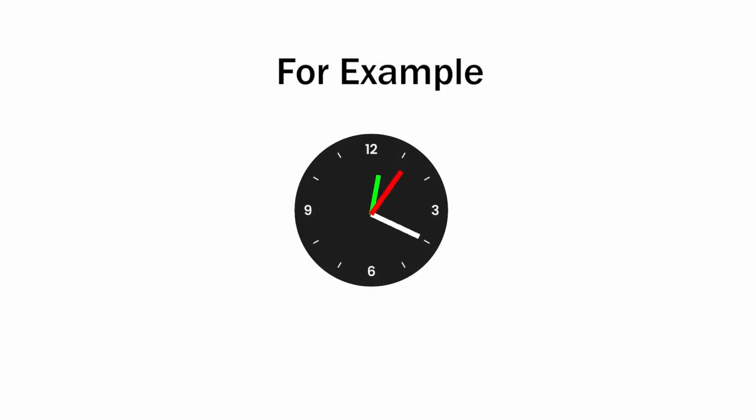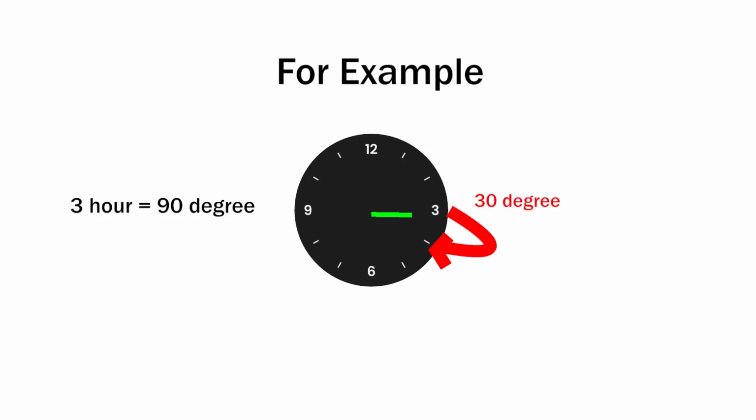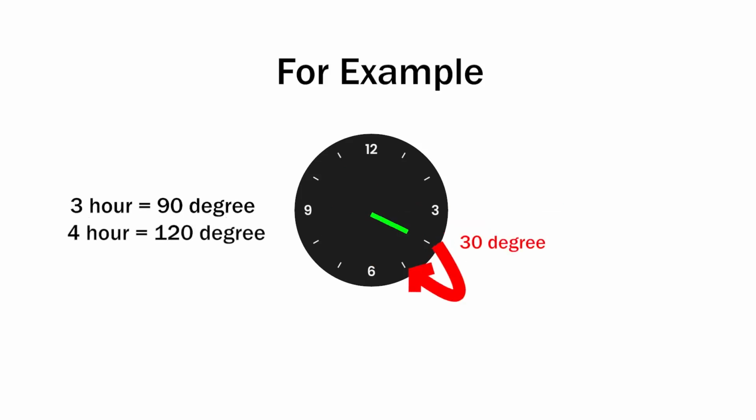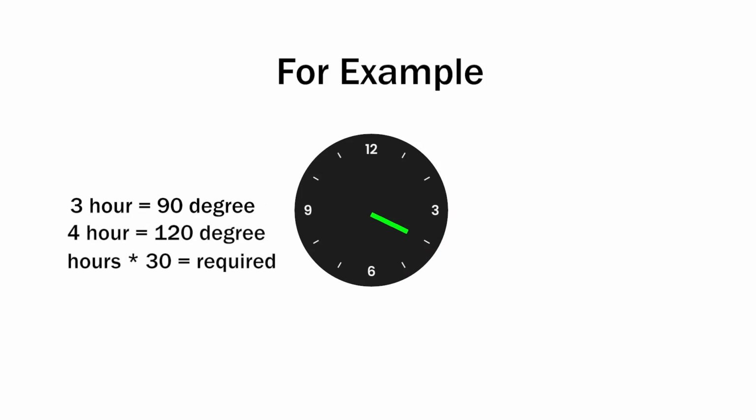In this case, the hour stick moves much slower than the second and minute stick. So we have to calculate the angle between all of these hours. They have a 30-degree distance from each other. 1 hour equals 30 degrees, 3 hours equal 90, and 4 hours equal 120 degrees. Multiplying hours with 30 degrees will give us the required value.